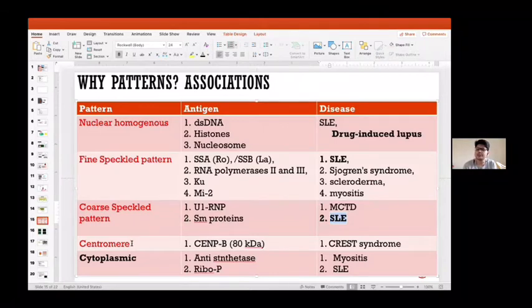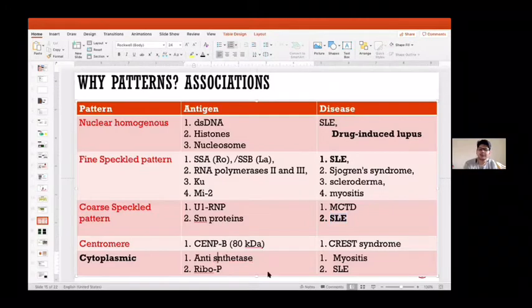Okay. Then comes the centromere pattern, what we saw. It targets the centromere, which is one structure, and the protein is named CENP-B. CENP-B, which is an 80 kilodalton protein, is targeted by the centromere pattern, and it is associated with CREST syndrome, or what sometimes we call limited systemic sclerosis. Okay. Then it can be a cytoplasmic pattern also, like anti-synthetase syndrome, and even the Ribo-P antibody. Ribo-P is seen with lupus, what we discussed. Ribo-P has a neuropsychiatric lupus association, and some people say it is associated with psychosis.